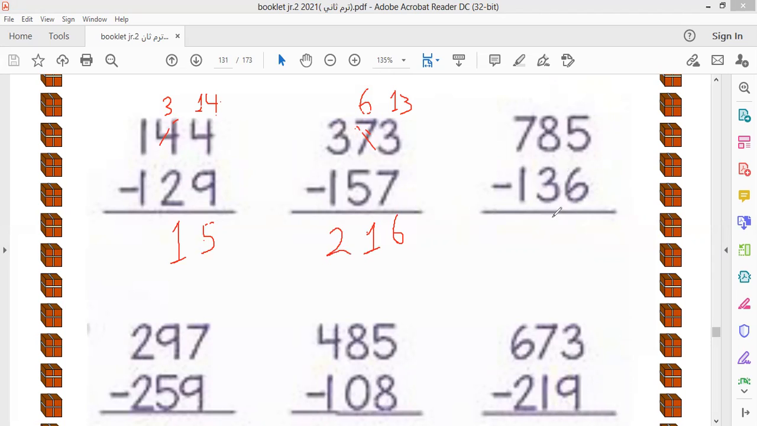785 minus 136. 5 minus 6 doesn't work. We go to the next place and borrow 1, it becomes 7. And 5 becomes 15. And 15 minus 6 equals what? Equals 9. And 7 minus 3 equals 4. And 7 minus 1 equals 6.